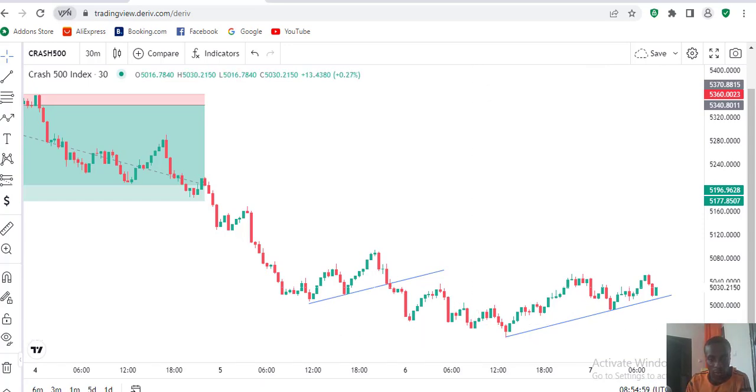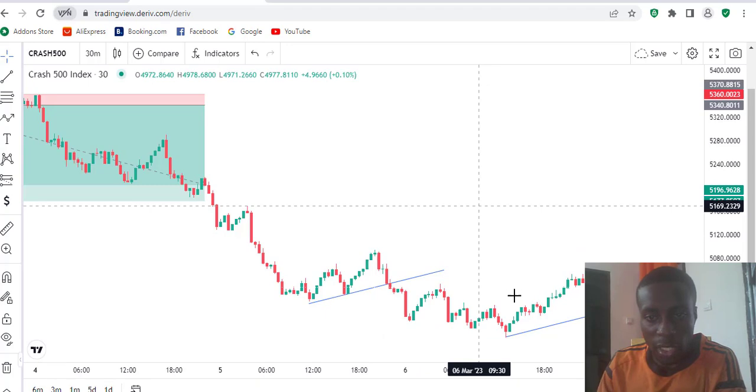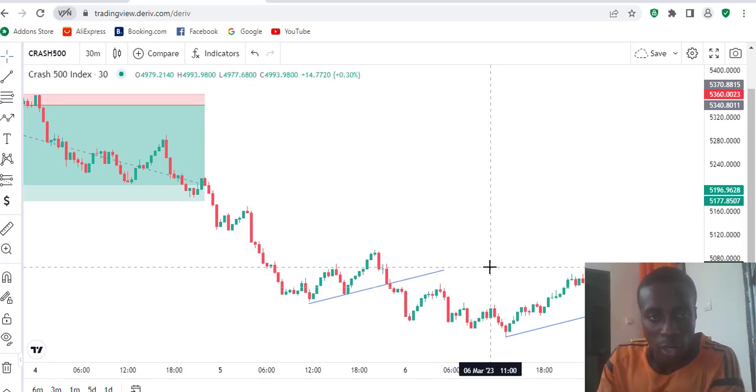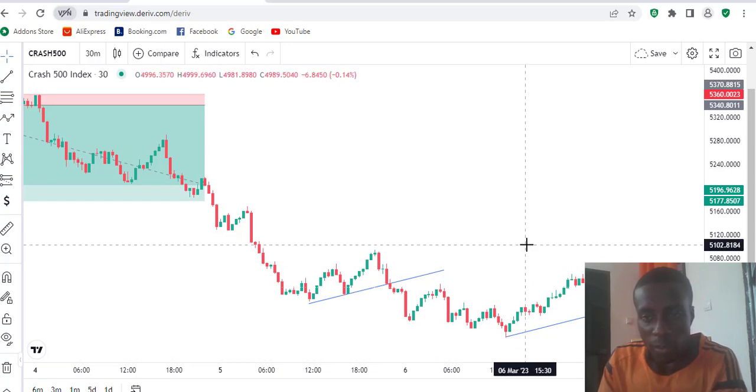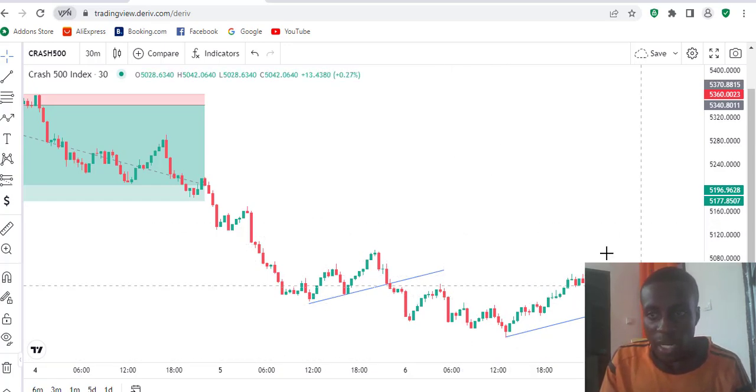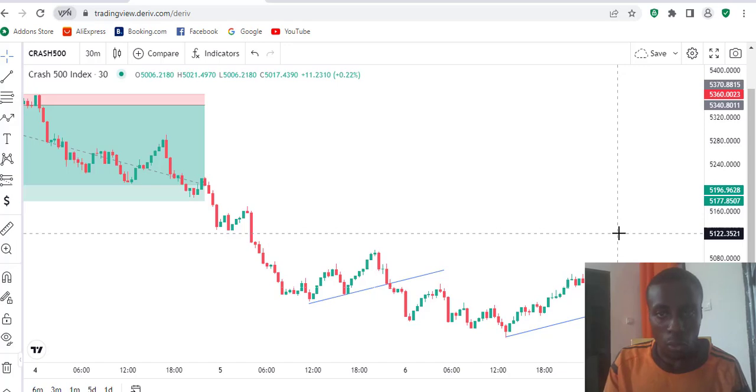Simply identify a trend, whether an uptrend or a downtrend. You identify where you are going to get your impulsive move and then your pullbacks. So you get the pullback, you connect, and then you wait for the breakout, and you enter. It's as simple as that. You can use it in any market.